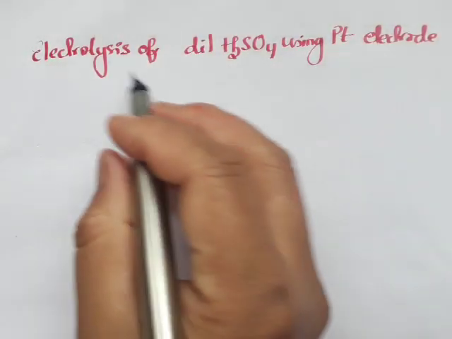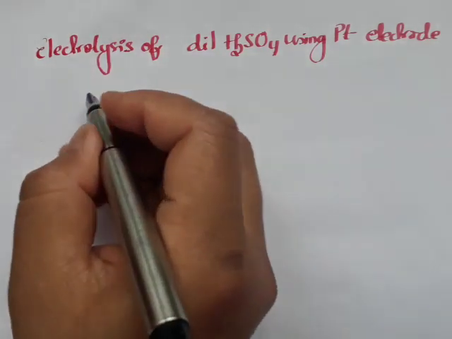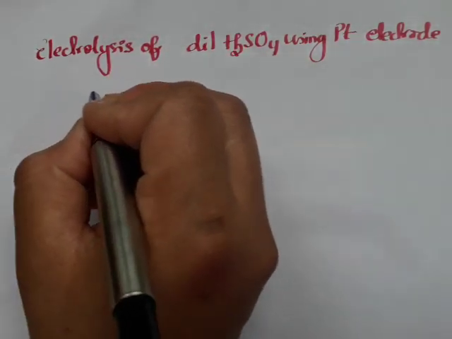Now let us discuss the products of electrolysis of dilute sulfuric acid using platinum electrode. Now what is your electrode?